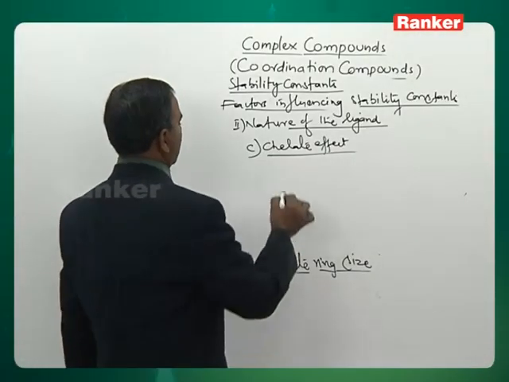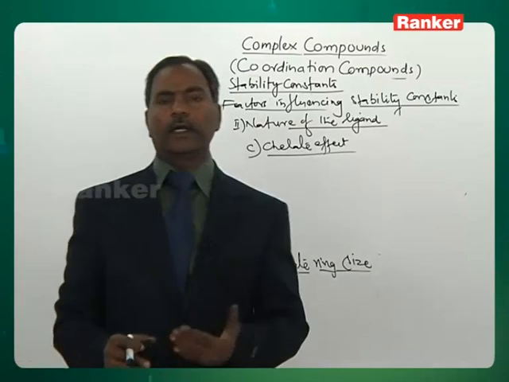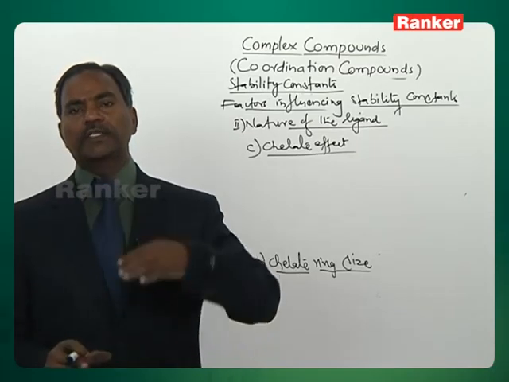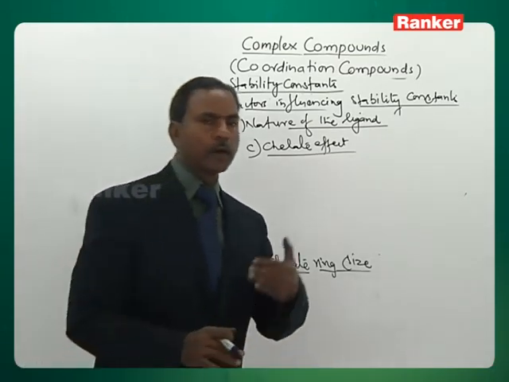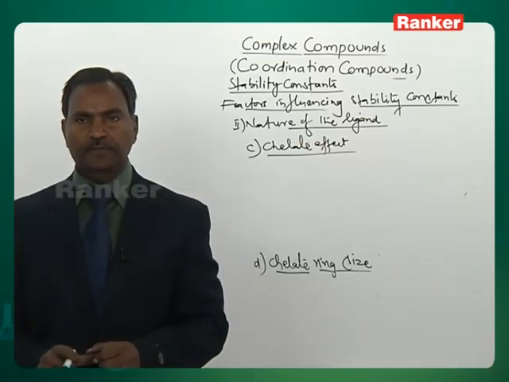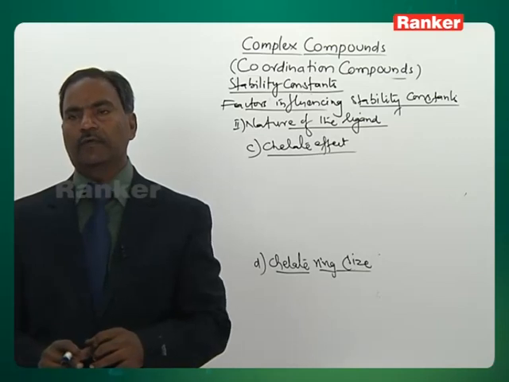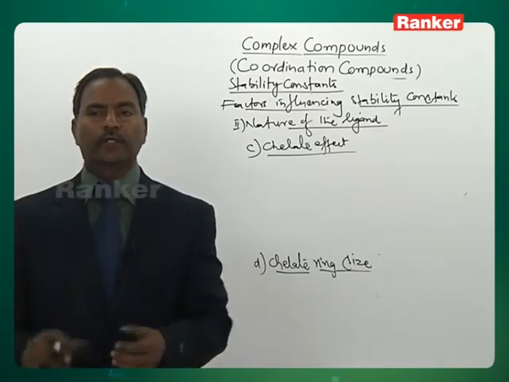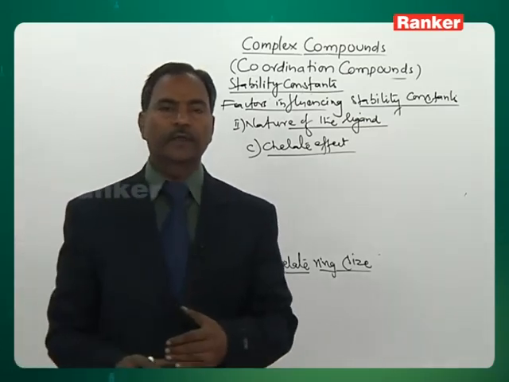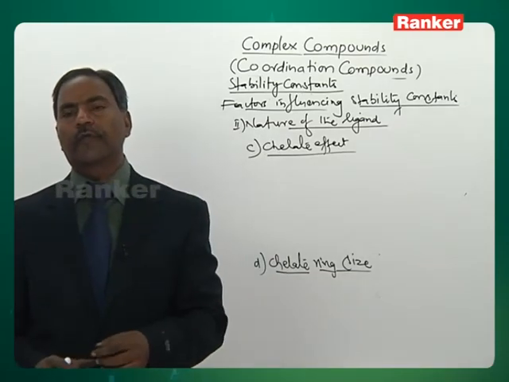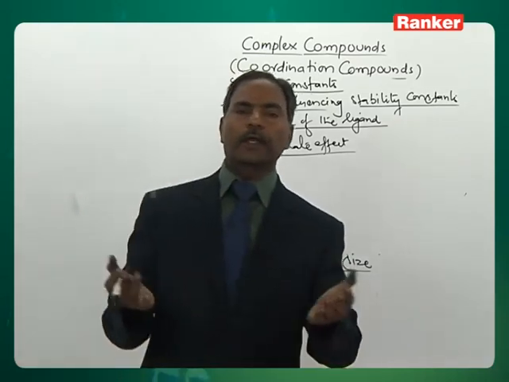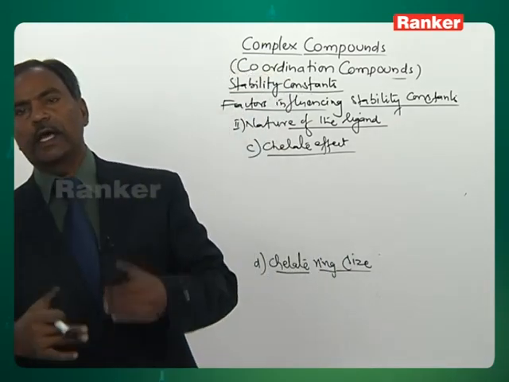Chelate effect. Generally, wherever chelate ligands or polydentate ligands are there, that particular complex is found to be highly stable. This higher stability in comparison to the complex carrying monodentate ligands, that higher stability we call what? Chelate effect. The complex with chelate ligands is found to be abnormally more stable in comparison to the complex carrying monodentate ligands. That higher stability we call the chelate effect. Why is a polydentate ligand or a chelate ligand producing a highly stable complex?